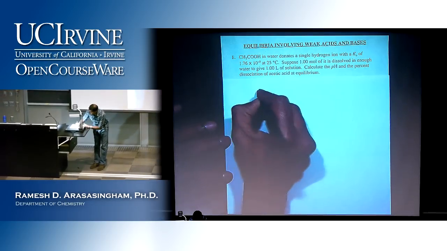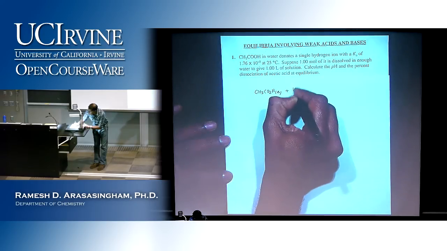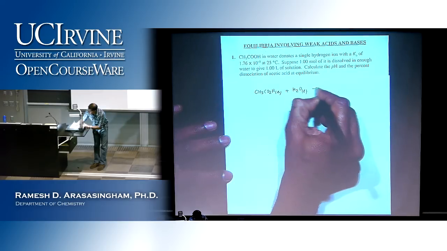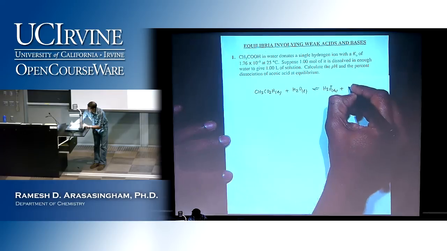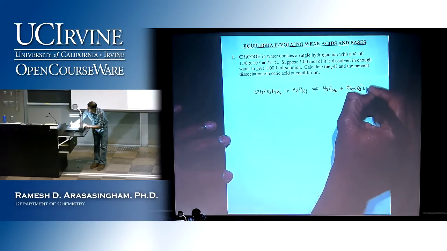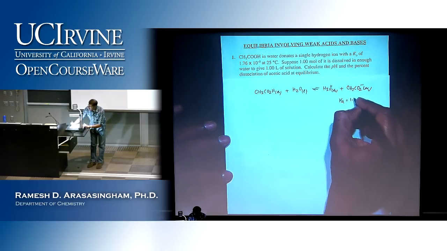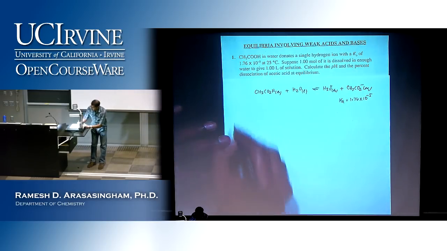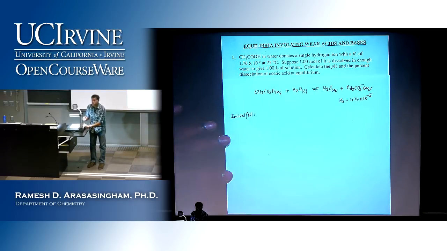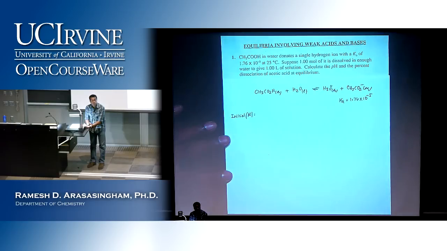So they tell us that we are taking acetic acid in water, and that it donates a proton to water to give you hydronium ions, and we know that the other product is going to be an acetate anion. We know that Ka is 1.76 times 10 to the negative 5. Now, we are told that the initial concentration of acetic acid before anything happens is 1 mole in 1 liter. So what would the concentration come out to be?